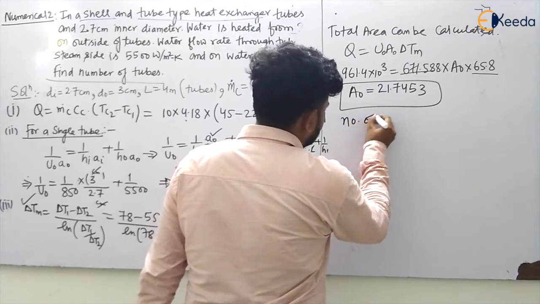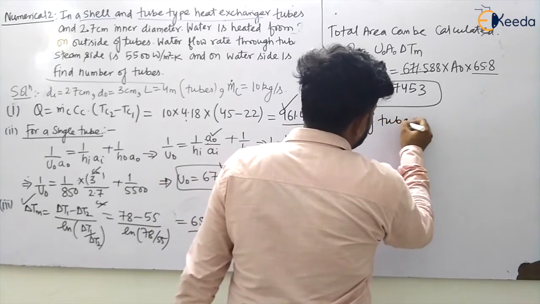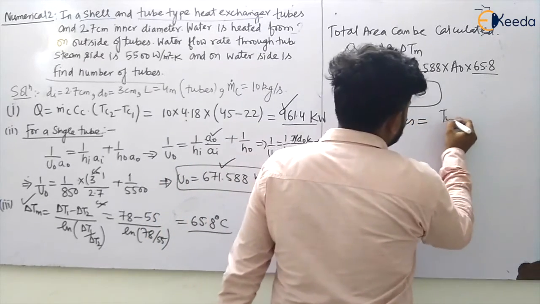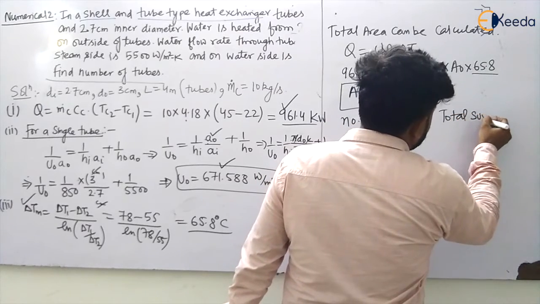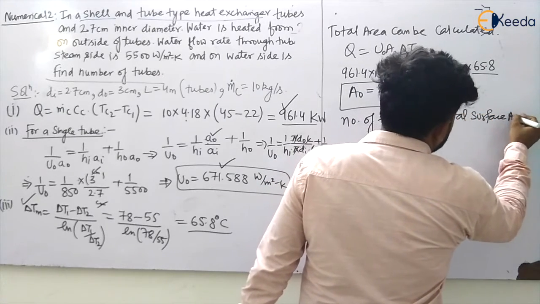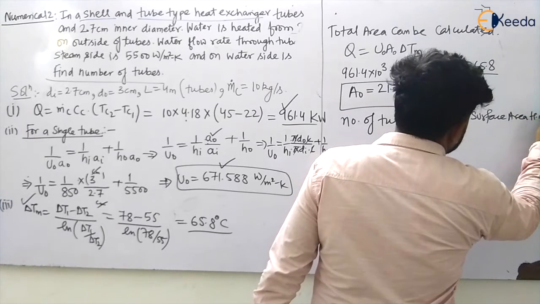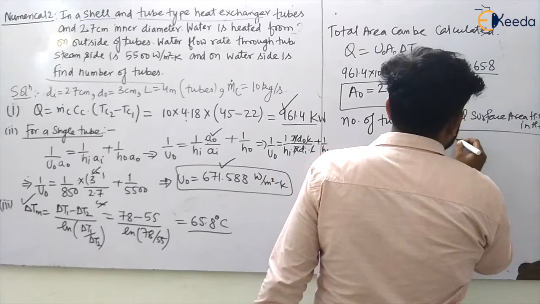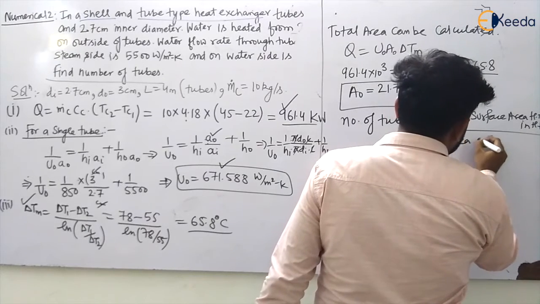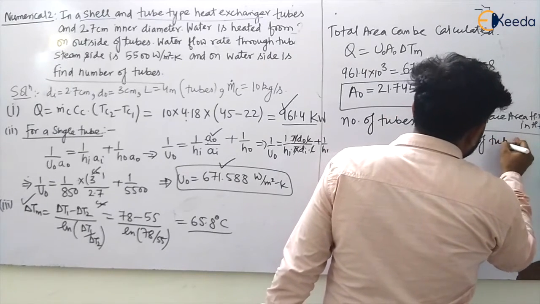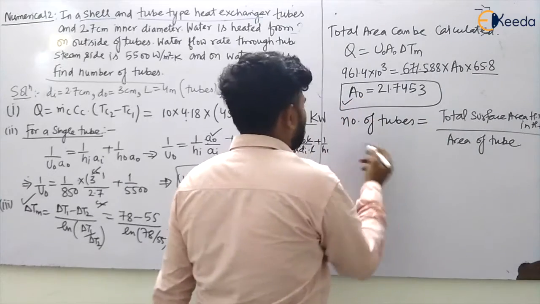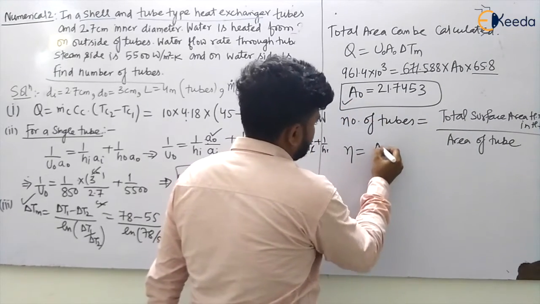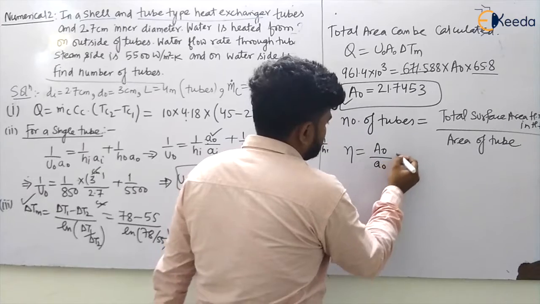Yes, number of tubes is equal to total area, that is total surface area for heat transfer in heat exchanger, divided by area of tube. So this is your A naught. I will take A naught only. So this will be A naught upon small a naught. So this will become what?